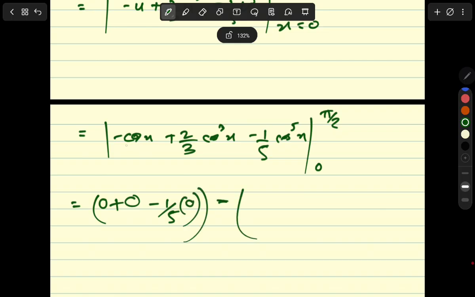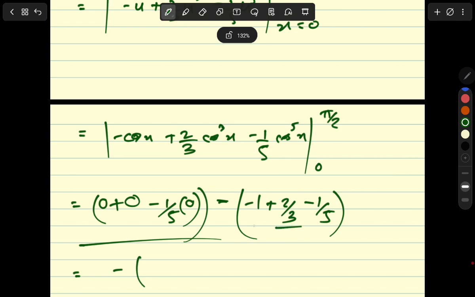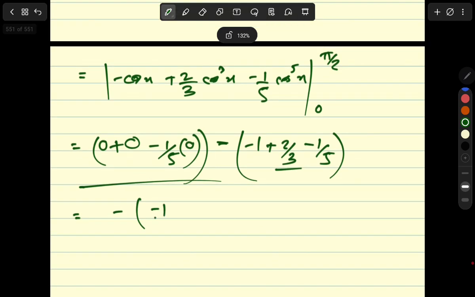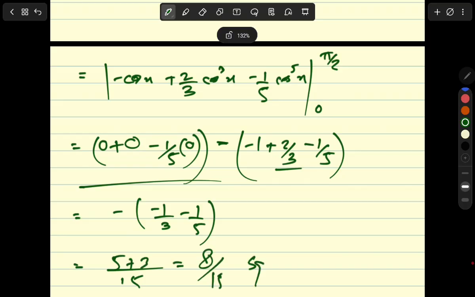Now, cos of 0 is 1. So there is a minus 1. Cos of 0 is 1, 1 cubed, plus 2 upon 3 is plus 2 upon 3. And then minus 1 upon 5. Now the whole thing has a minus sign here. So 2 upon 3 minus 1 is minus 1 upon 3, minus 1 upon 3 minus 1 upon 5. Minus 1/3 minus 1 upon 5, with the outer minus, is nothing but 1/3 plus 1 upon 5. So 15, 5 plus 3 is nothing but 8 upon 15 square units. And that's your answer, right? It is as simple as that.